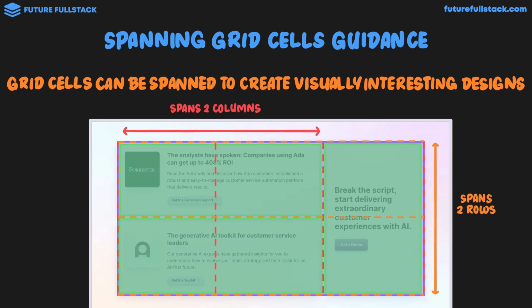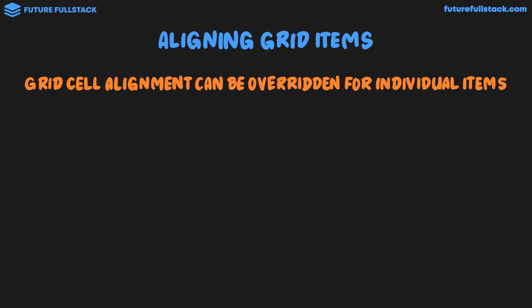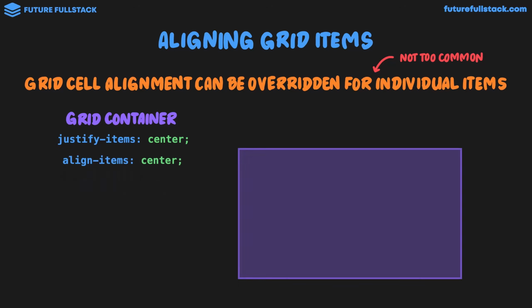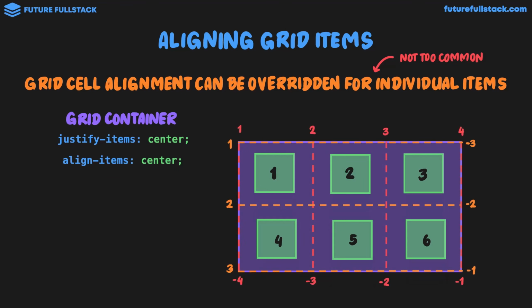This kind of grid layout is actually fairly common on the homepage of a lot of tech companies. So let's now talk about aligning grid items. Grid cell alignment can be overridden for individual items. Now, this is not too common, so I wouldn't worry too much about it, but it is important you understand what it is. Let's say we have a grid container, and we apply justify items center and align items center. Inside our grid container, this would result in our grid items being centered inside the grid cells.